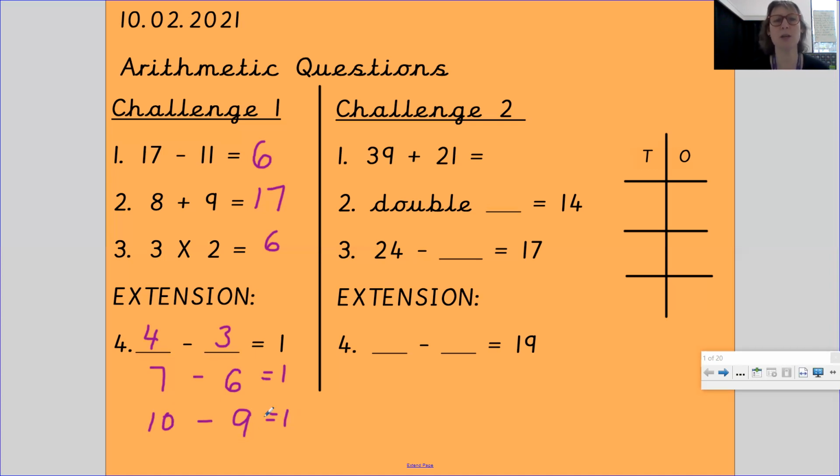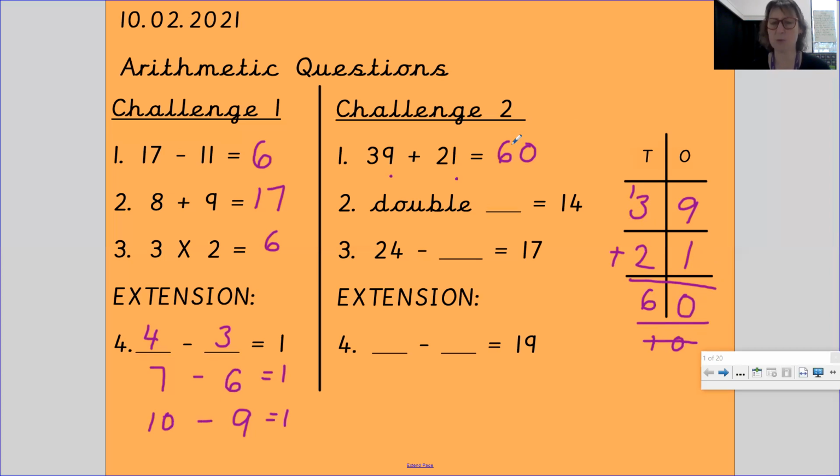Let's have a look at challenge 2. I'm going to check my 1's digits, and I don't like those because they're big, so I'm going to use my 10s and 1s chart to help me. So 39 add 21. I'm going to do my 1s first. 9 add 1 is 10. So I'll put that underneath. I can see the 0 goes in that column and the 1 goes in this column. 3, 4, 5, 6. So 39 add 21 is 60.